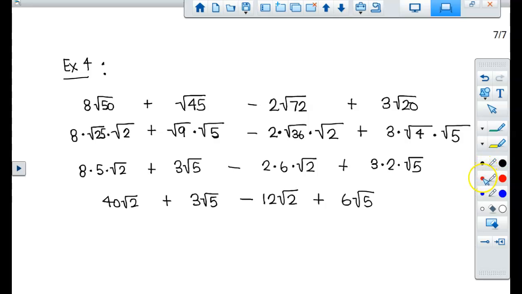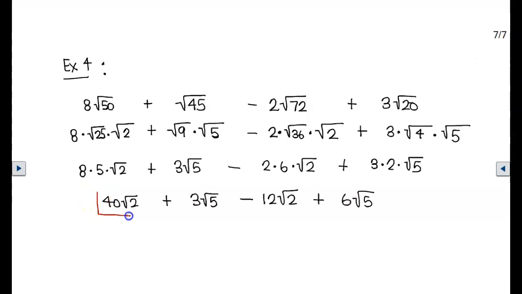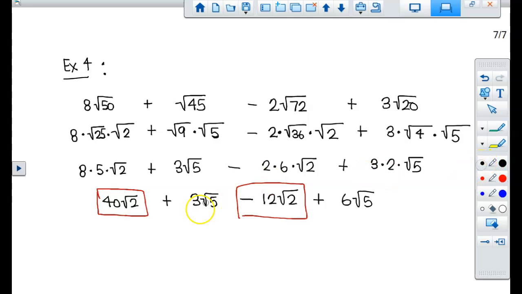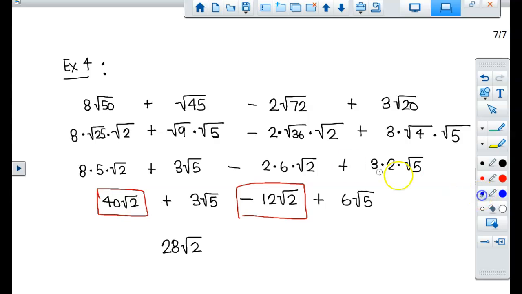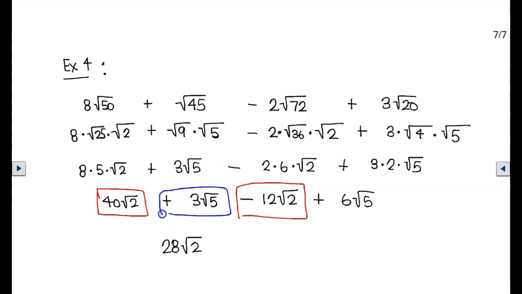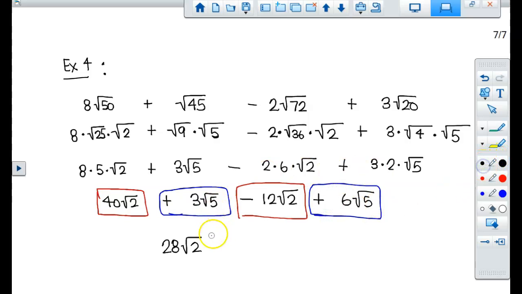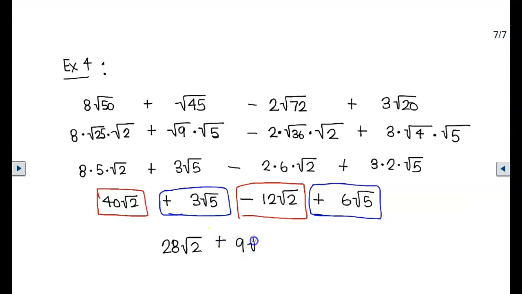All right, so now we can see that once the simplifying is done, some of the radicals are alike, some of the square roots are alike, so let's combine like terms. We're going to do 40 square roots of 2 minus 12 square roots of 2. 40 minus 12 would give us 28 square roots of 2. And then we can also do 3 square roots of 5 plus 6 square roots of 5, which is 9 square roots of 5. And that's as much as that answer can be simplified because these two aren't like terms.